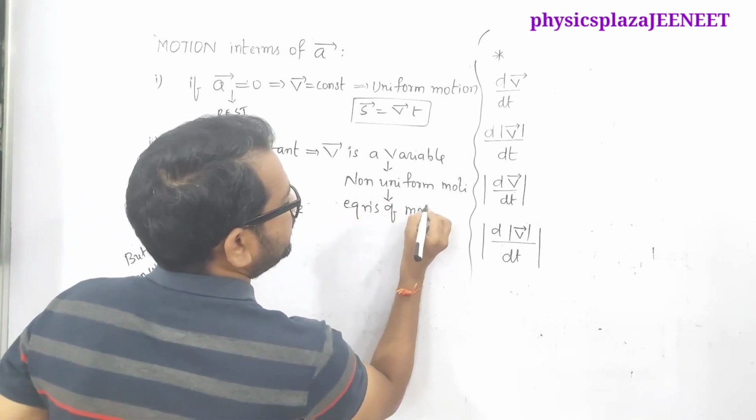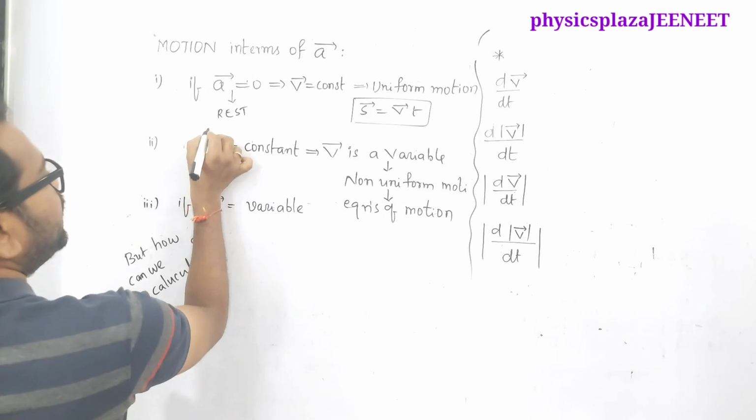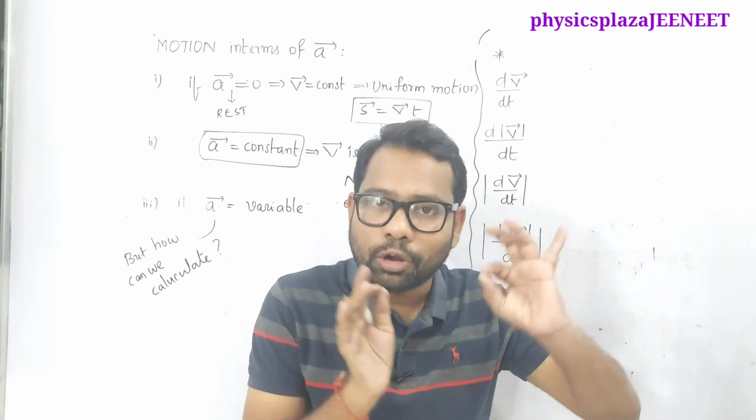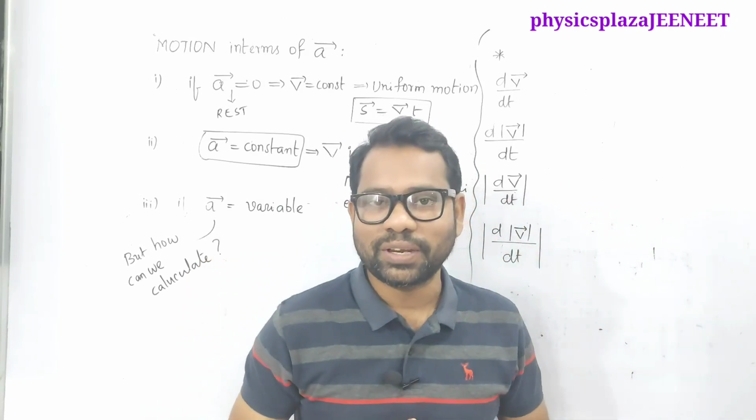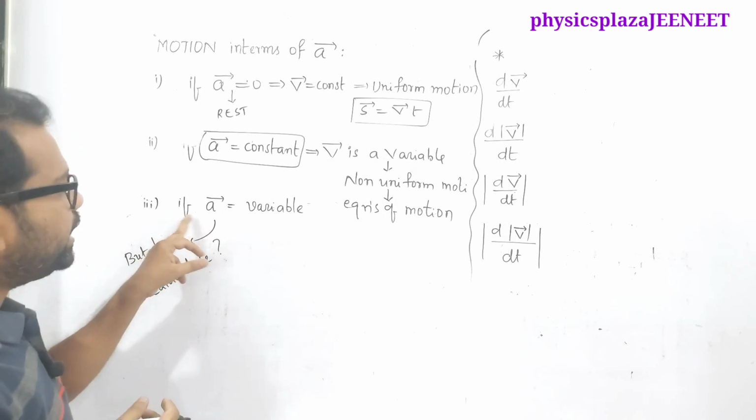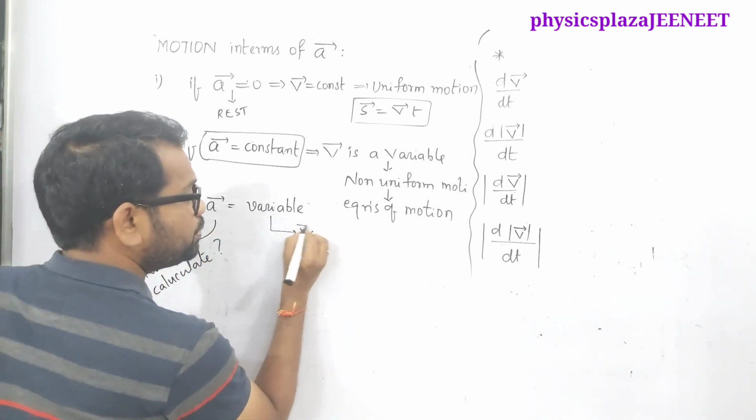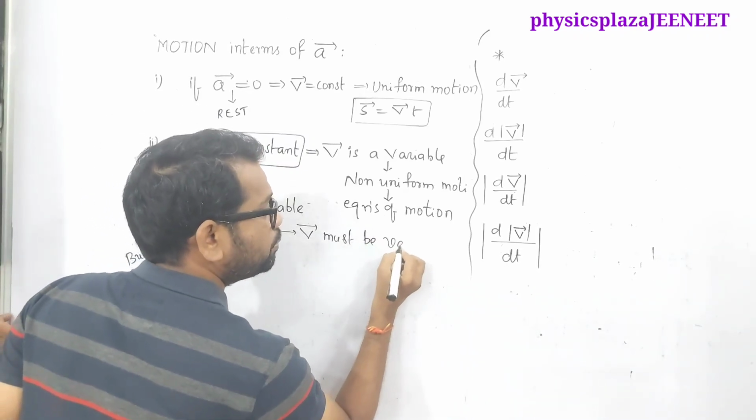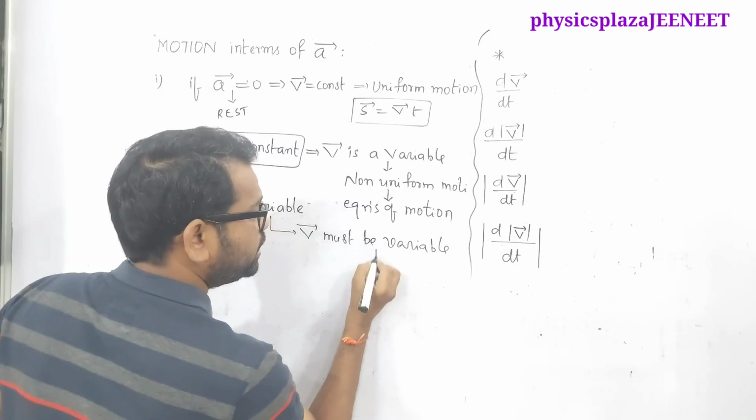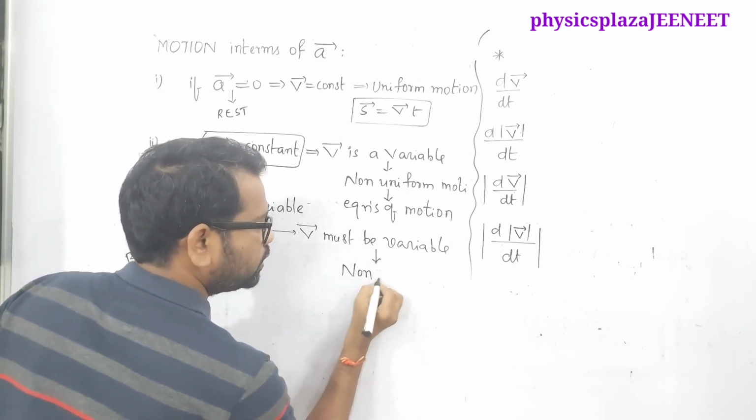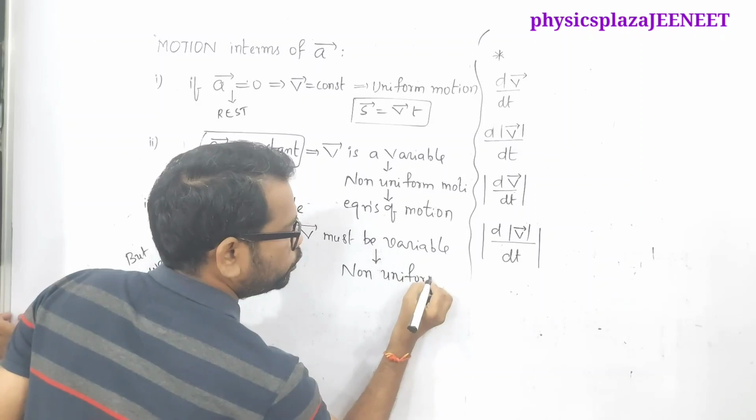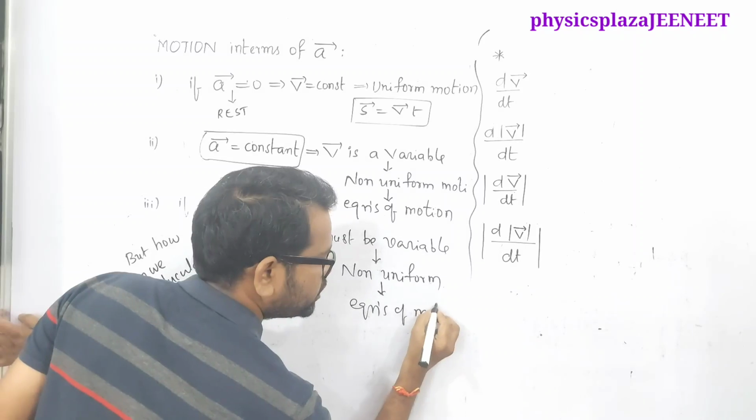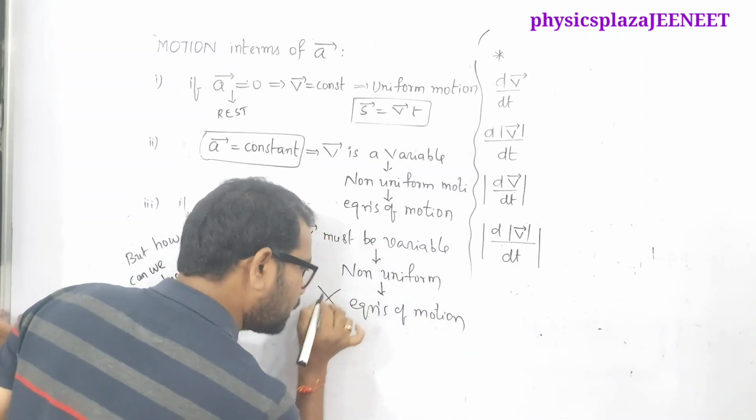Children, equations of motion are applicable only when acceleration remains constant. In fact, equations of motion are derived for an object which is moving with a uniform acceleration. Now children, if a is a variable, v must be variable. It means it is changing in a random manner, not in a uniform manner. So even here, it is a non-uniform motion only. And here equations of motion are not applicable. You can't use them.